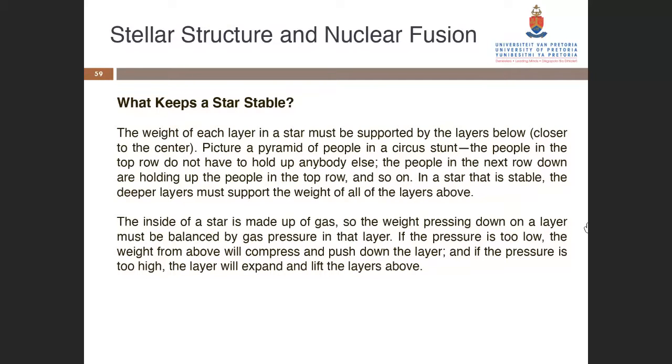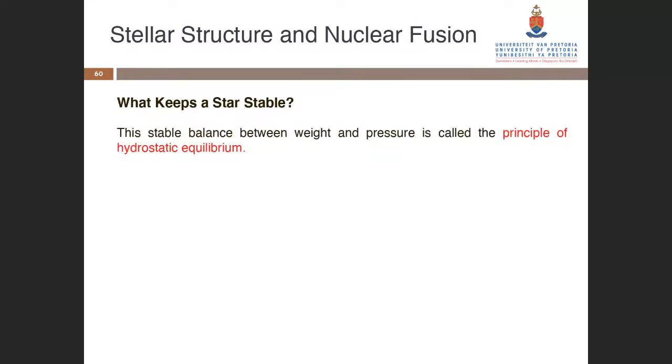The inside of a star is made up of gas. So the weight pressing down on the layer must be balanced by gas pressure in that layer. If the pressure is too low, the weight from above will compress and push down the layer. And if the pressure is too high, the layer will expand and lift the layers above. So what keeps a star stable? The stable balance between weight and pressure is called the principle of hydrostatic equilibrium.